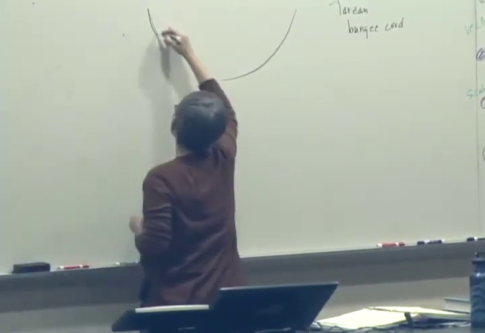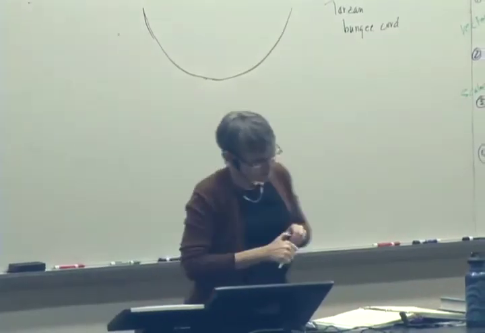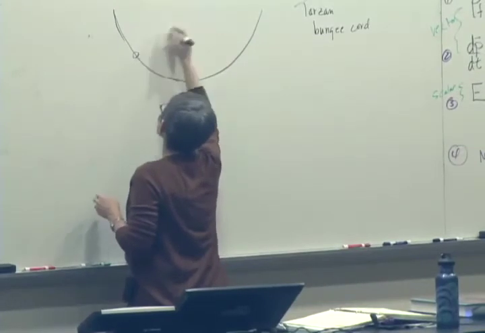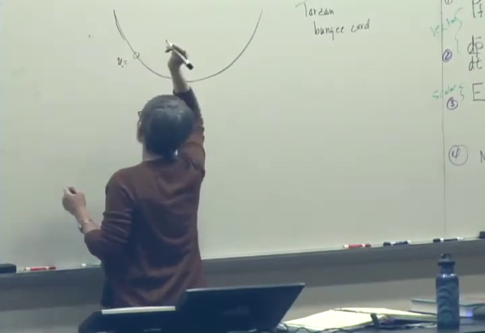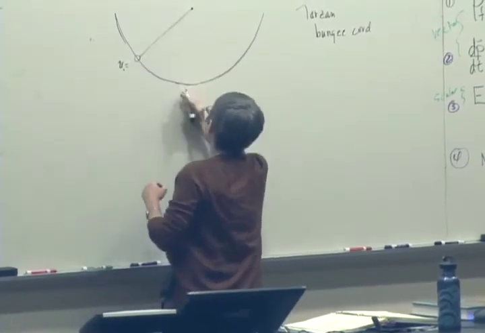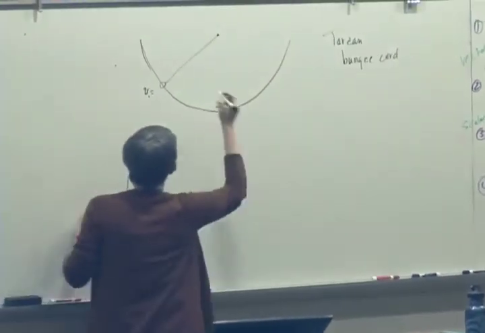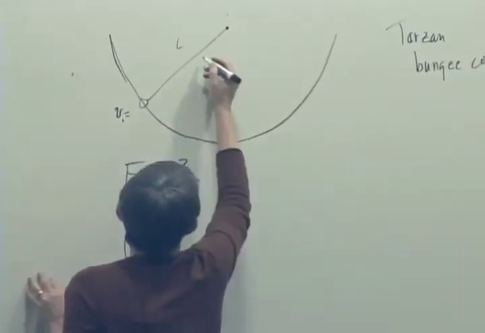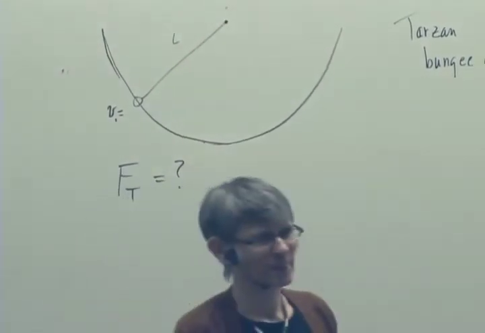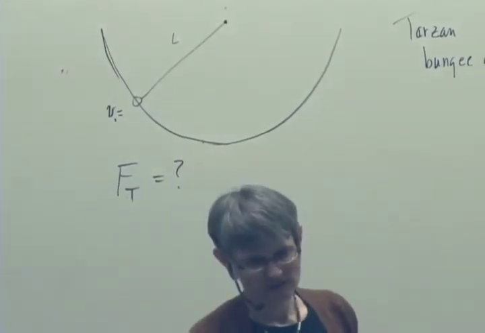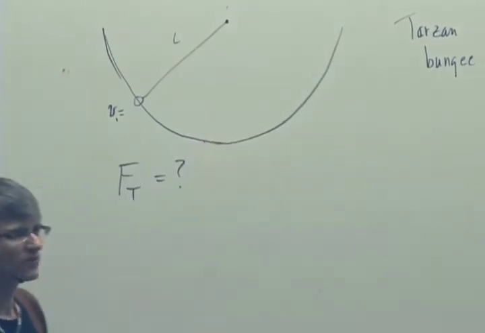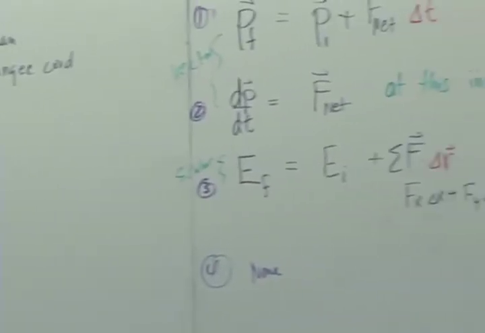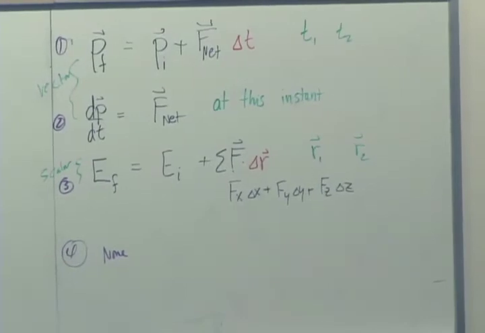Okay, suppose we have Tarzan. And yes, there's some things you need to know. So here's Tarzan. We've got a speed here. The vine has some length L. And we want to know the tension in the vine. So which one are you going to choose to think about first? How big is the force exerted by the bungee cord on Tarzan?